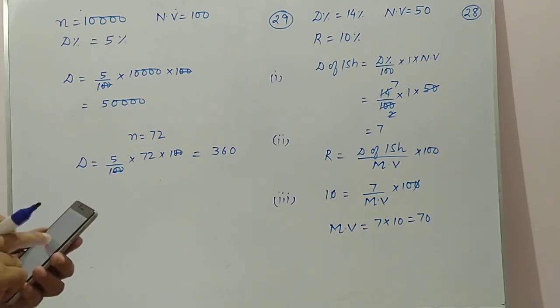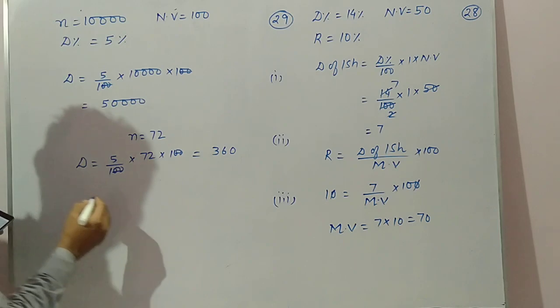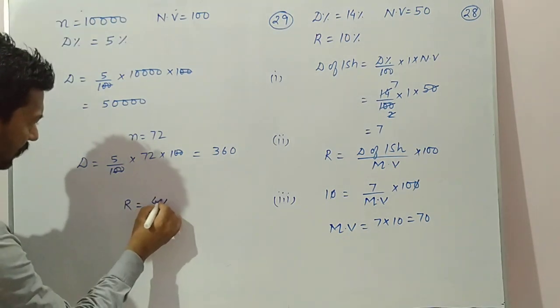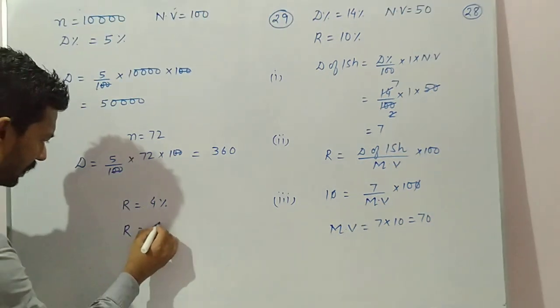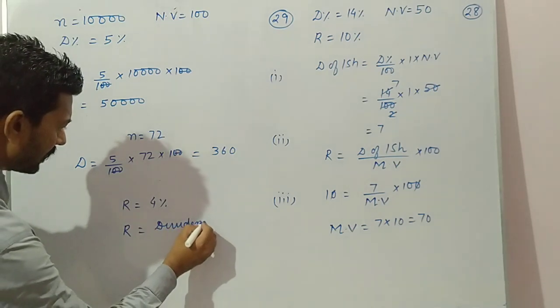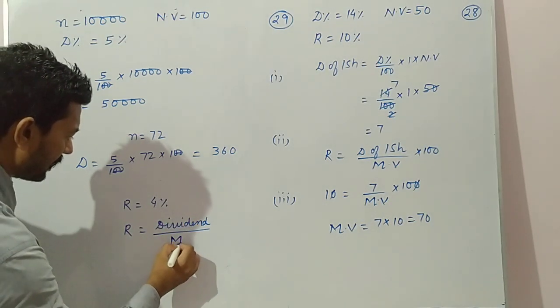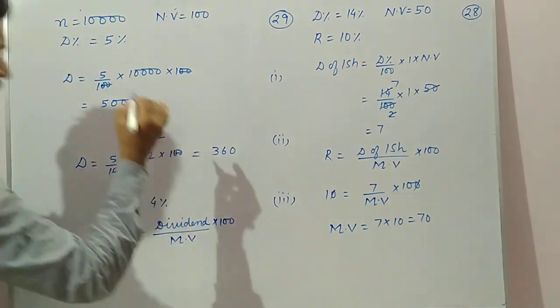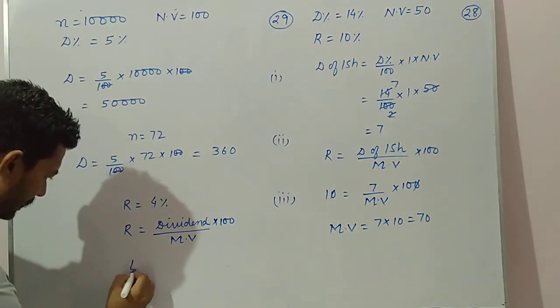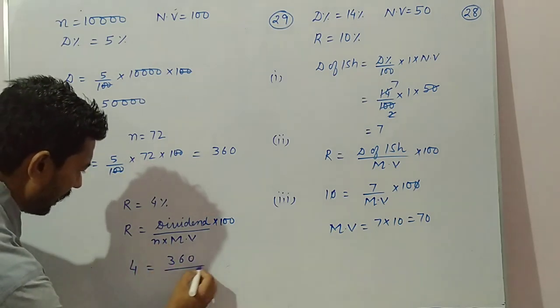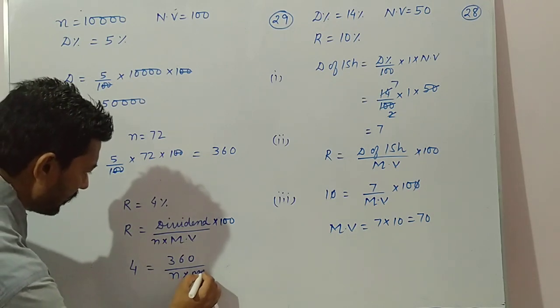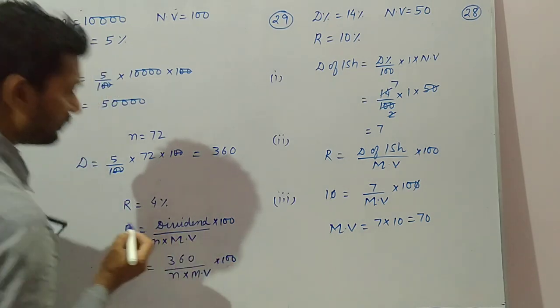If he received 4% on his investment, means what? Rate of interest is 4%. We have to find what? Find the price he paid for each share. Okay. So rate of interest formula, that is also equal to what? Dividend by market value into 100. Rate of interest formula R, that is 4, the dividend, that is n into market value, 360 by n into market value into 100. Okay.